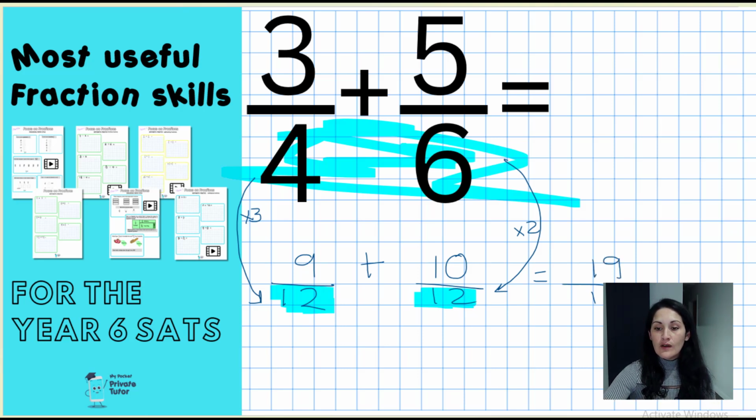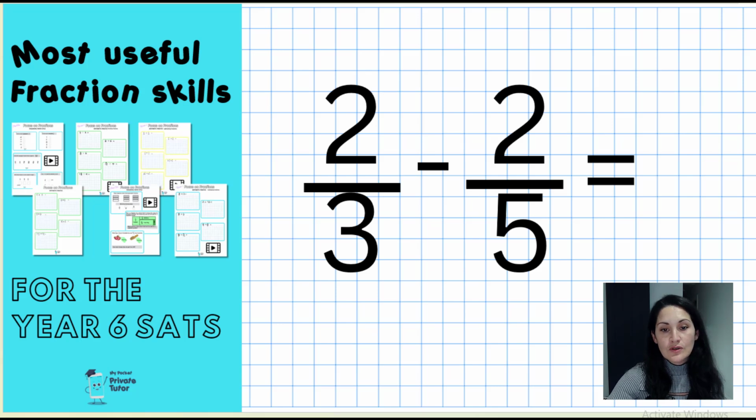Now 19/12 can't be simplified because 19 is a prime number. However, you might notice the numerator is larger than the denominator, so this can be changed into a mixed number. I'm not going to go into that with this question because I will be going into that a little bit more with question 5 and 6. So my answer to this is 19/12.